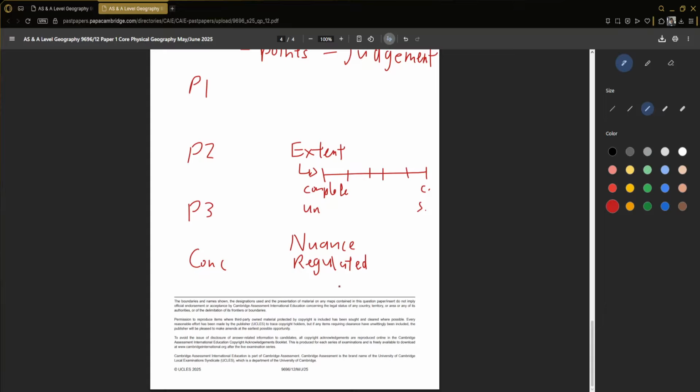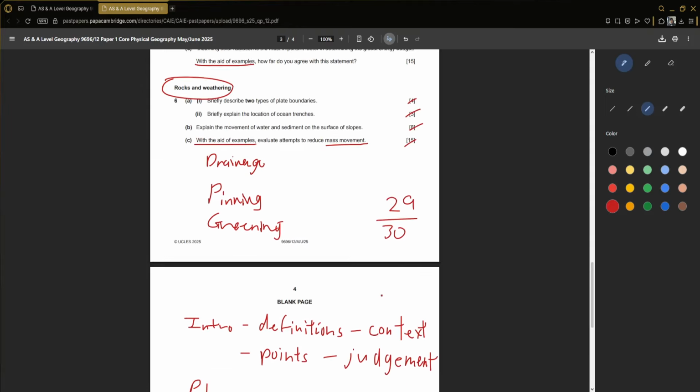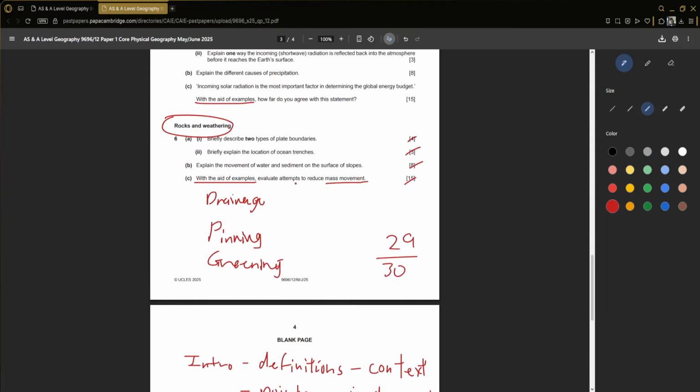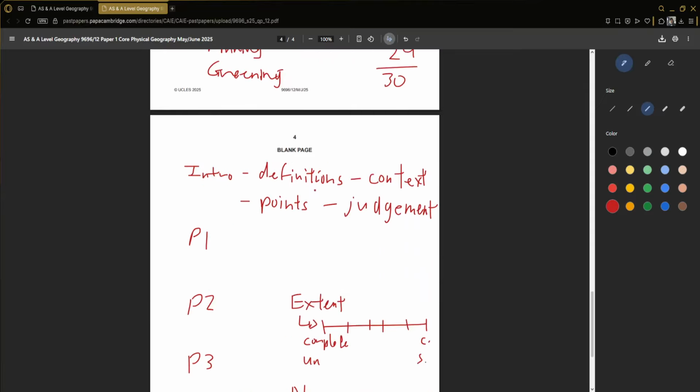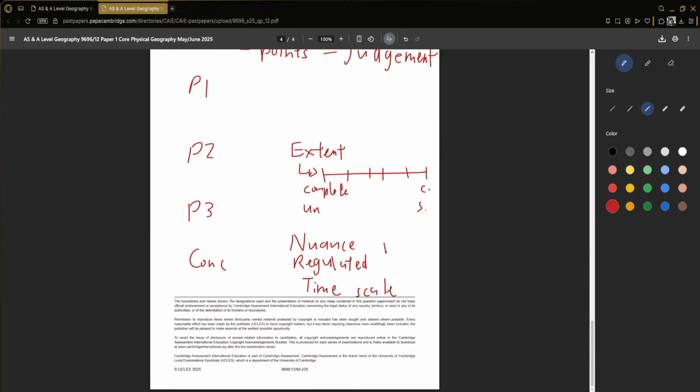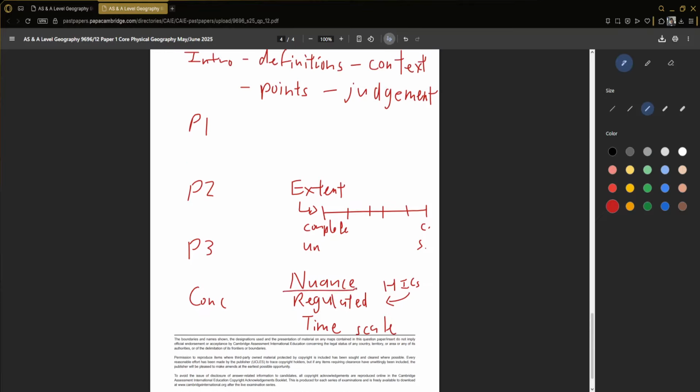You can talk about the time scale. So in the short run, it's very successful in reducing mass movements, but in the long run, it ultimately is unsuccessful because of something. Or you can talk about HICs and LICs, which relates to the regulation parts. If you can think of a nuance, I think it's the best way and you get really, really good marks.